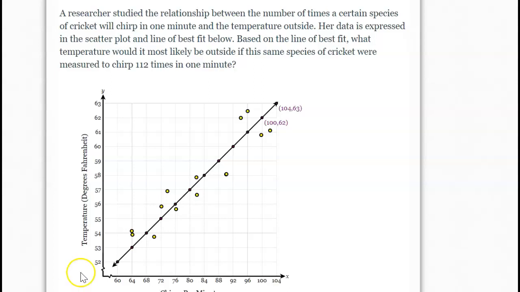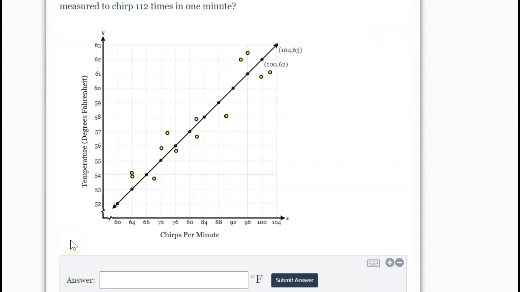Okay, so let's look at our graph and let's look at the information that's being provided here. We have chirps per minute. So chirps, that's the number of chirps in 1 minute because it says per minute. Okay, and then the temperature outside. So we're trying to find the temperature if it were to chirp 112 times. I don't know who sits around and counts the chirping of crickets. But where would 112 be?